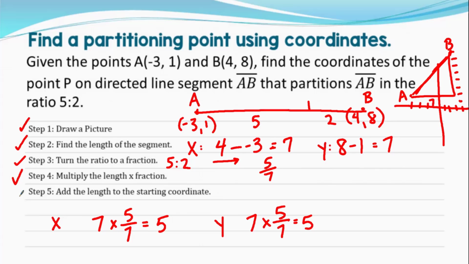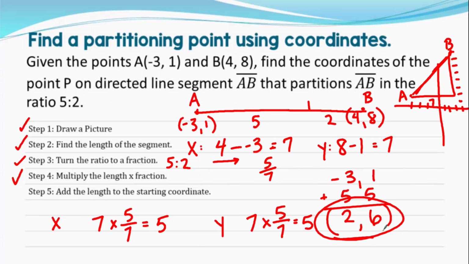Okay. Now my last step is, now I know I've traveled 5 in x and the y direction, but I need to know the actual coordinate. So I got to start with my coordinate -3, 1, and then I traveled 5 in the x direction and 5 in the y direction. So now my new coordinate is, I went from -3 up 5, so that put me at 2. I went from 1 to 5, that put me at 6. So the actual point that's going to partition this in a 5:2 ratio is 2, 6.